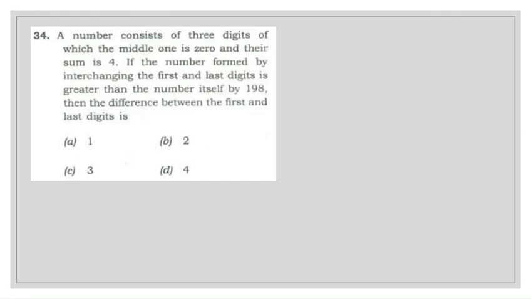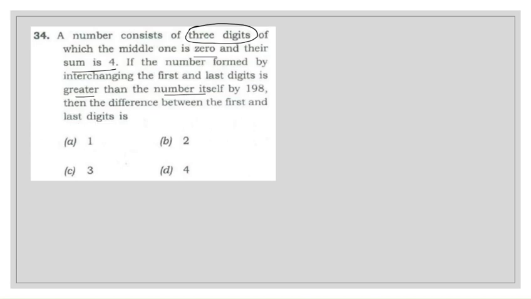In this video, we'll be continuing dealing with the questions of UPSC, specifically for the topic number system. So, the first question for today is: a number consists of 3 digits, of which the middle one is 0 and their sum is 4. If the number formed by interchanging the first and the last digits is greater than the number itself by 198, then the difference between the first and the last digits is.